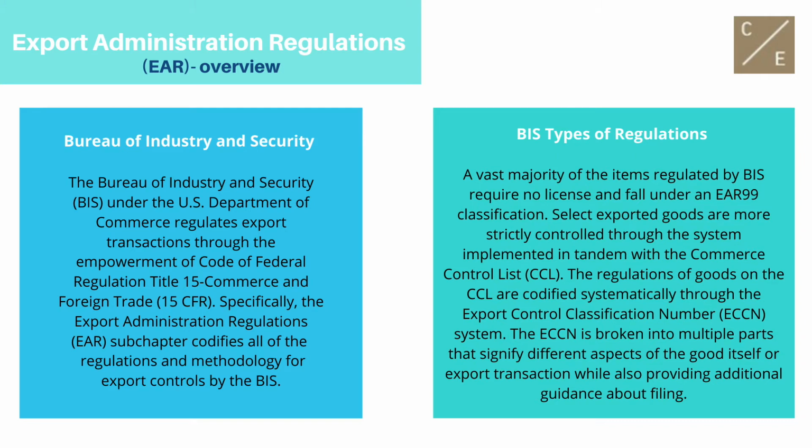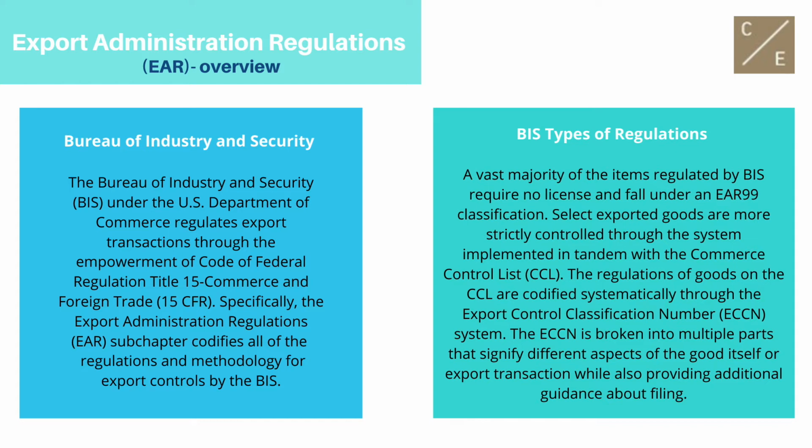The Bureau of Industry and Security, BIS, under the U.S. Department of Commerce regulates export transactions through the empowerment of the Code of Federal Regulations Title 15, which is the Commerce and Foreign Trade Provision, often annotated as 15 CFR. Specifically, the Export Administration Regulations, EAR, subchapter codifies all of the regulations and methodology for export controls by the BIS.